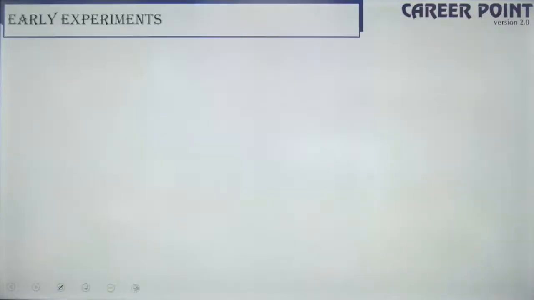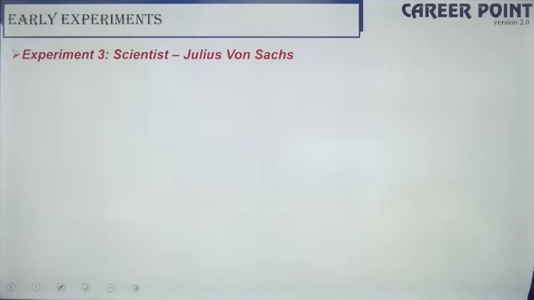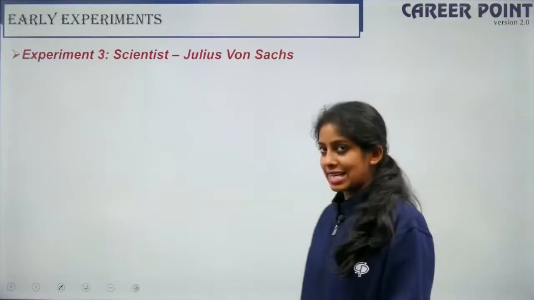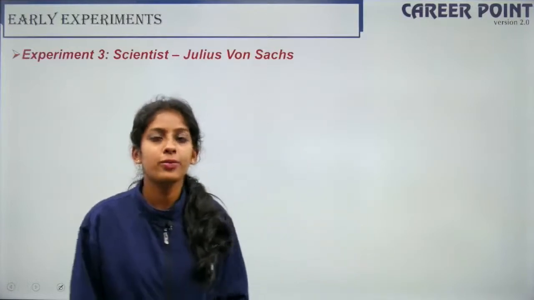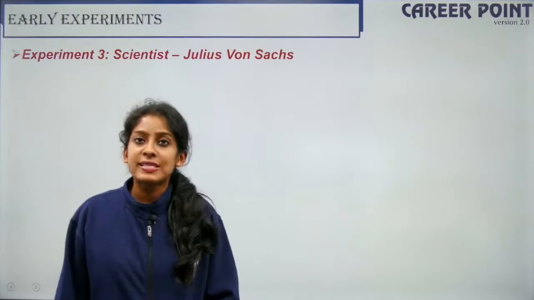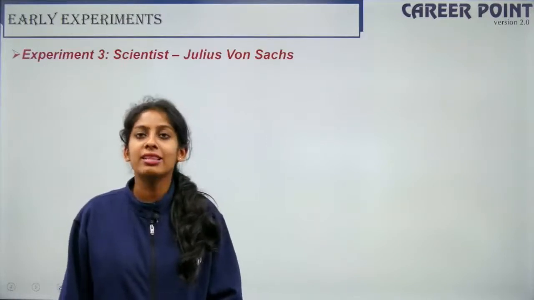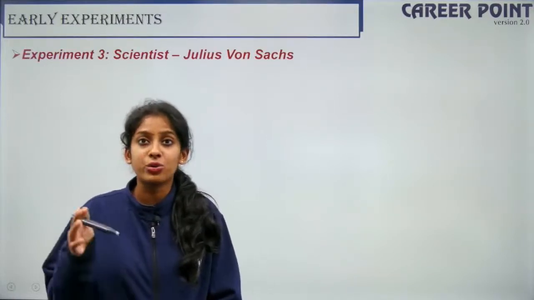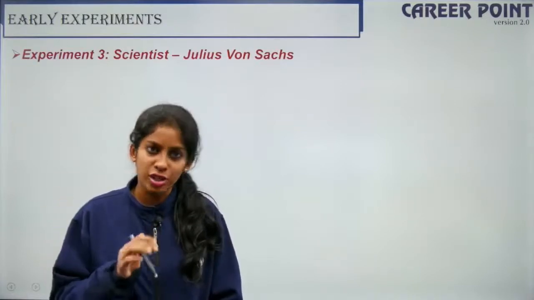Right? So next we have a third experiment by a scientist called Julius von Sachs. Julius von Sachs was also the scientist who came up with the concept of hydroponics in mineral nutrition. Hydroponics is a condition where you grow plants in the absence of soil but in a defined nutrient medium along with aeration and water.